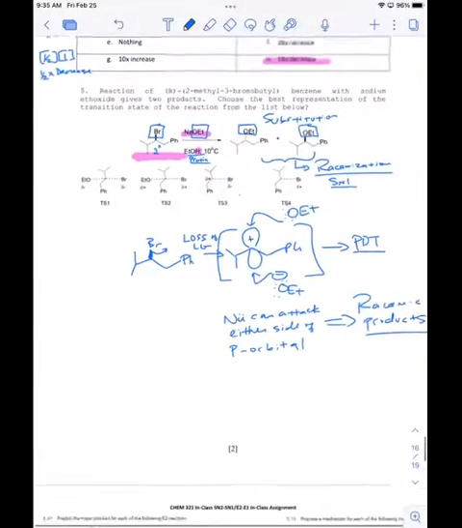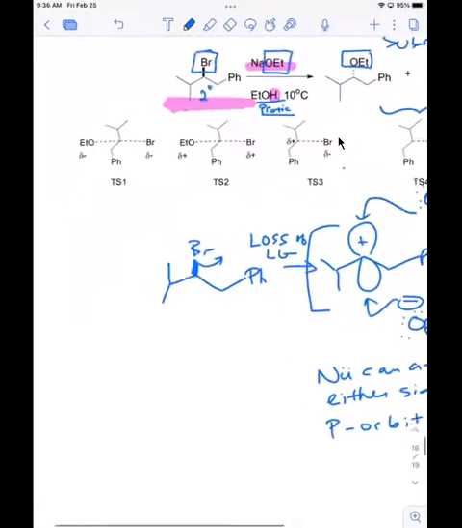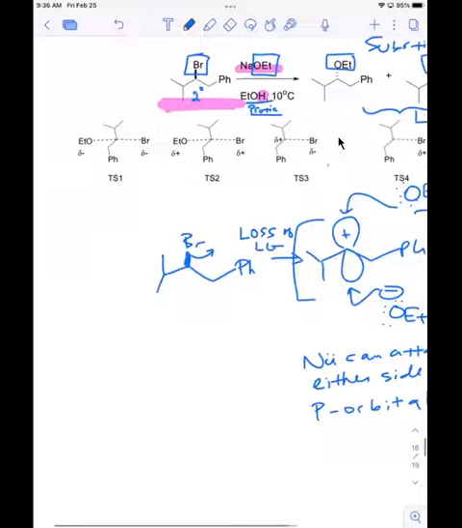All right, so now let's go look at these transition states. If that's the first step, the loss of the leaving group, and we know it's SN1, right? So the rate determining step is the loss of leaving group. Which one of those is the right transition state? Which one of those is indicative of a leaving group leaving from the substrate?